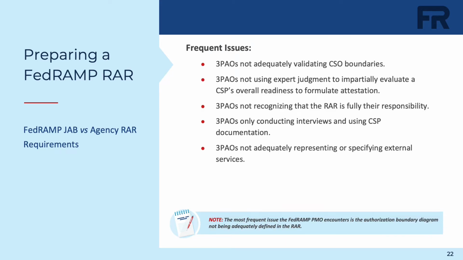Now let's talk about some recurring issues that the PMO and the JAB frequently see in RARs. A 3PAO may not be adequately validating CSO boundaries. The PMO needs accurate authorization boundary diagrams, or ABDs, and data flow diagrams, or DFDs, and needs to understand the encryption status of all data flows and stores.